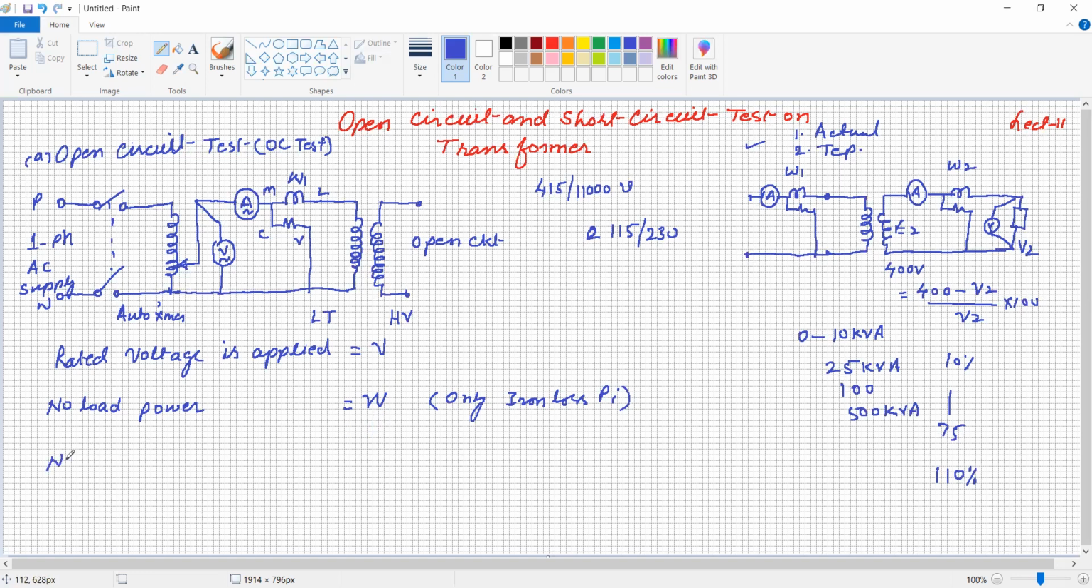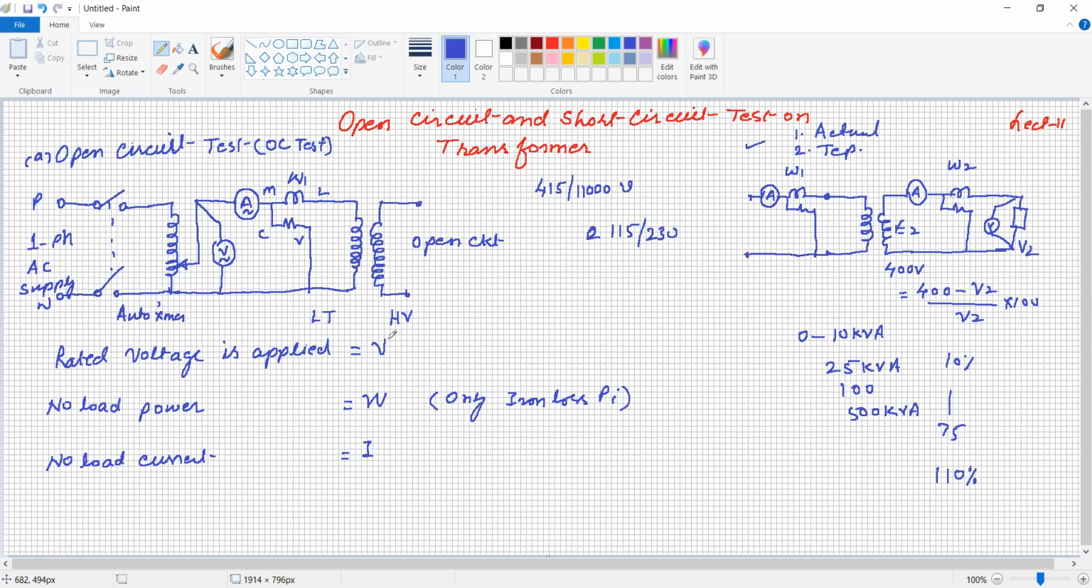Now there is a no load current. It is hardly 3 to 5% of the rated value. Say for example the rated value is 100 ampere. Under the no load or open circuit condition, the current is hardly 4 to 5 ampere. It may be say 7 to 8 ampere.